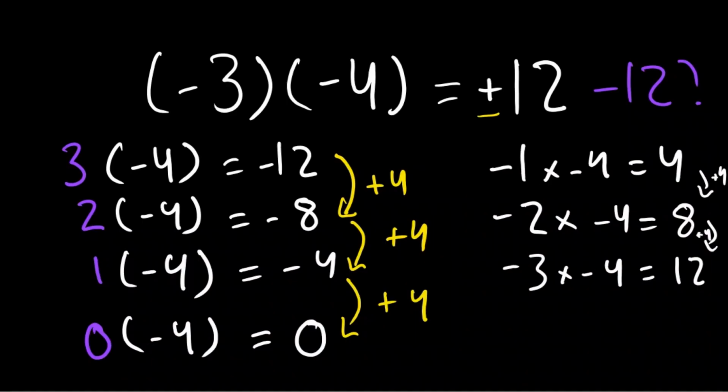So you can see that this gives us the answer of positive 12. And that is why a negative times a negative equals a positive. Now let's try to prove that using algebra to make sure that it's totally true.